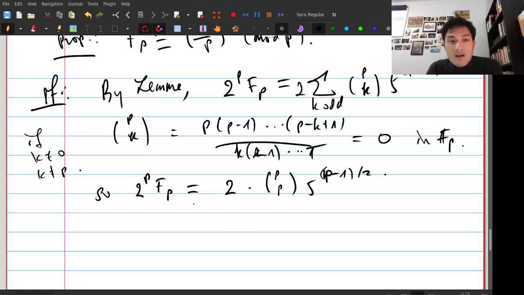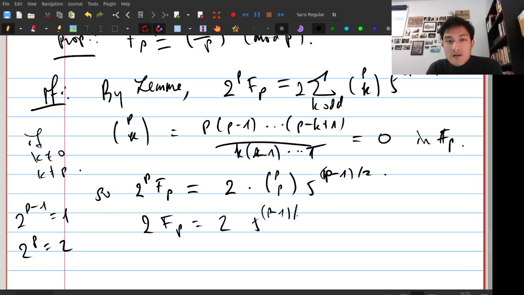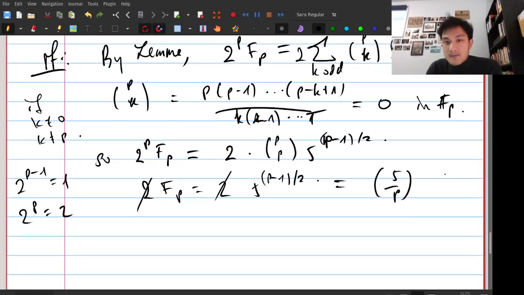All right. Well, 2 to the p, since 2 to the p minus 1 is equal to 1, 2 to the p is equal to 2. This is Fermat's little theorem again. So 2 f_p is equal to 2 times 5 to the p minus 1 over 2. And so f_p is equal to 5 to the p minus 1 over 2, which is, of course, equal to the Legendre symbol (5/p). Okay, so we proved that.